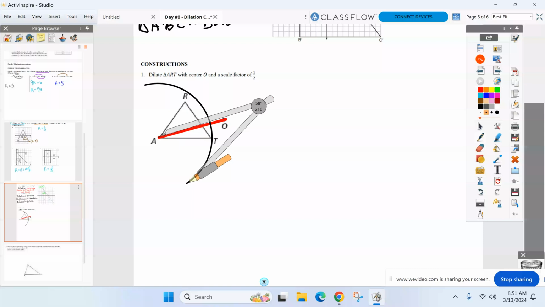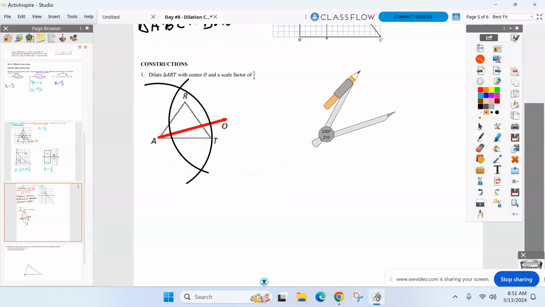Then you go to the other endpoint, either A or O, the other one, and make the same size arc. How many points of intersection do I need, though? Oh, there it is. 2 points of intersection, correct. So I get 1 here, but I'm not stopping. I get 2. Do not pick up that straight edge yet. Let's just make sure we all are on the same spot here.